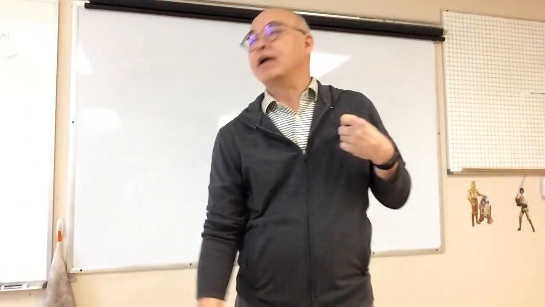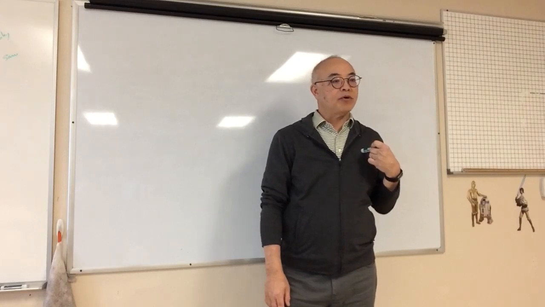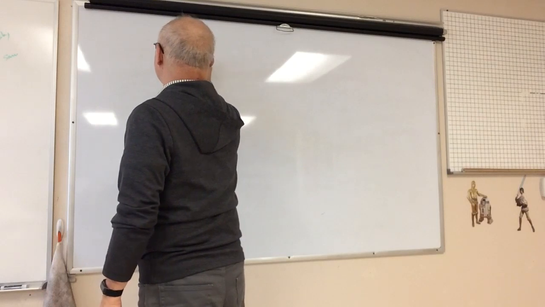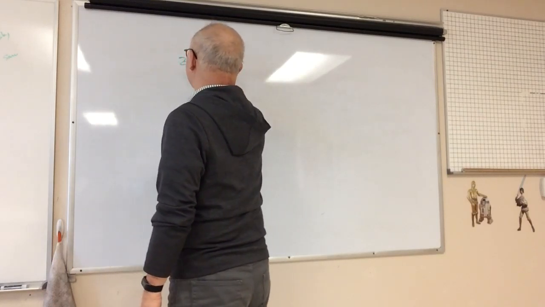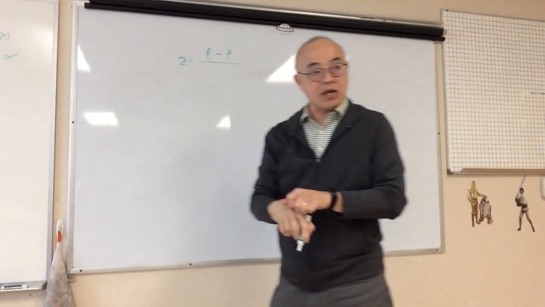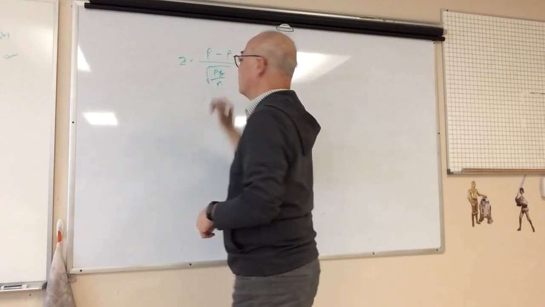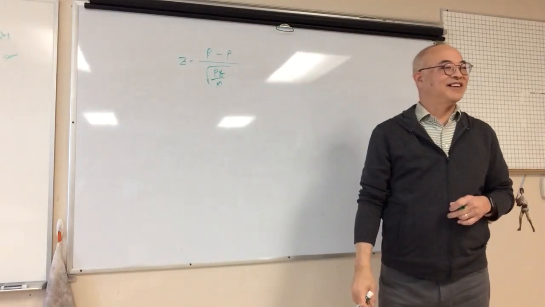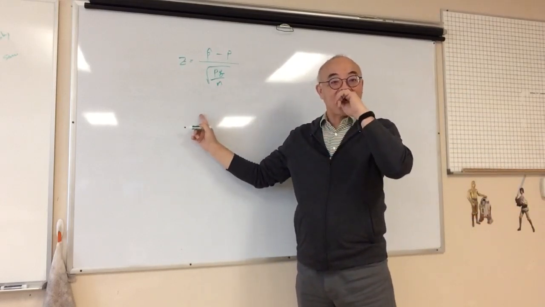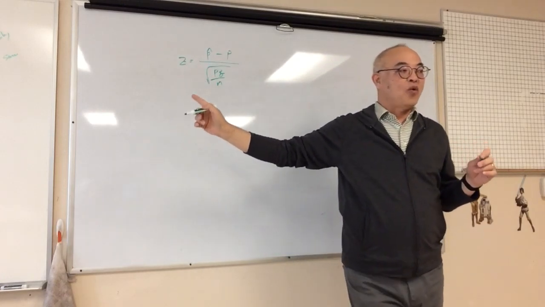So let's talk about what we did yesterday. We learned how to do the proportion, right? We were doing the proportion, and we found that Z is equal to what? P hat minus P over the square root of PQ divided by N. This gives us the Z value.